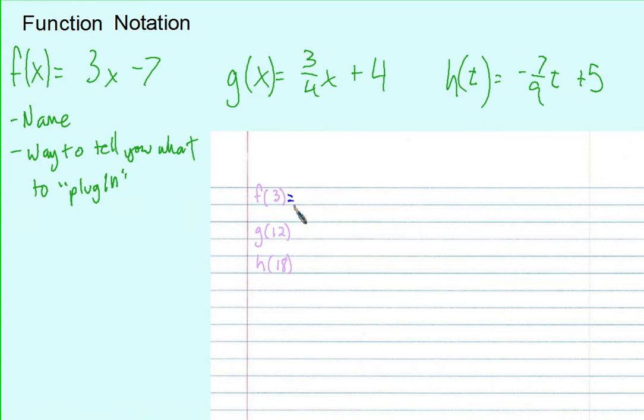All right, f of 3. F of 3. That just means plug in 3 for x in f. So 3 times 3 minus 7. That's 9 minus 7. That's 2.